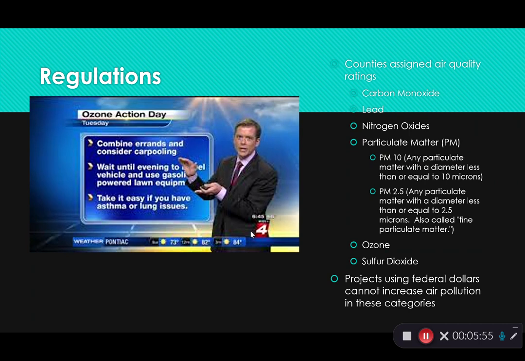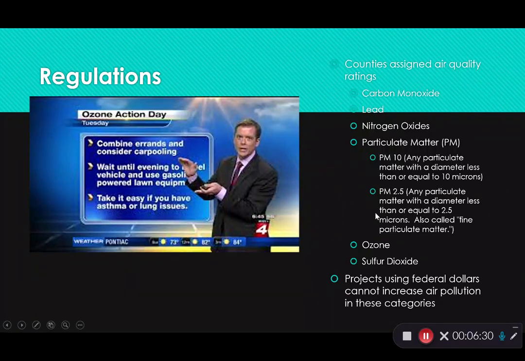So every county in the United States is assigned an air quality rating, and those air quality ratings focus on 6 different measures. First is carbon monoxide, which is obviously a bad thing, lead, nitrogen oxides, particulate matter, PM, which is measured at 2 different scales. PM10 is particulate matter with a diameter of less than or equal to 10 microns, and PM2.5, which is smaller than 2.5 microns, also called fine particulate matter.